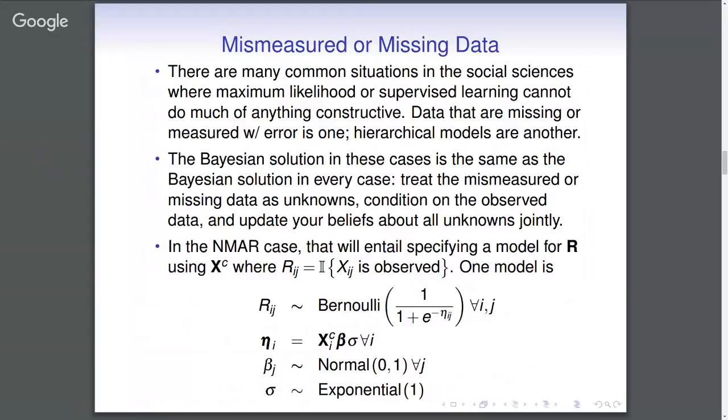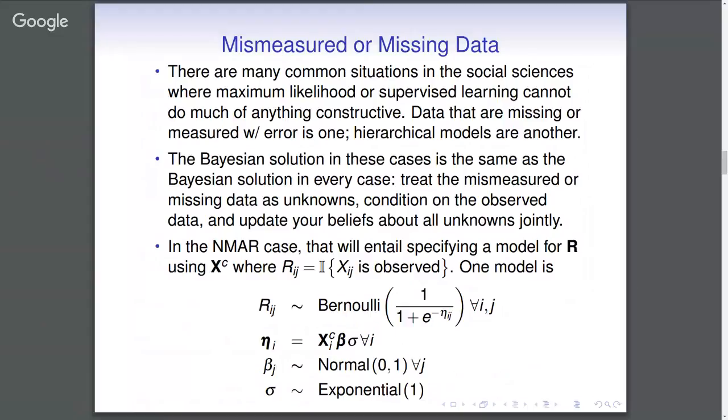We take the ith row, we multiply by a matrix of coefficients beta, we get predictions eta. We transform eta, which is the log odds, to the probability scale. And now we have a Logit model for whether the ij data point is observed or not as a function of X_C. And X_C is going to contain both originally observed data, which doesn't change, and proposals for the missing values, which do change on every MCMC iteration. So we have some coefficients beta there.